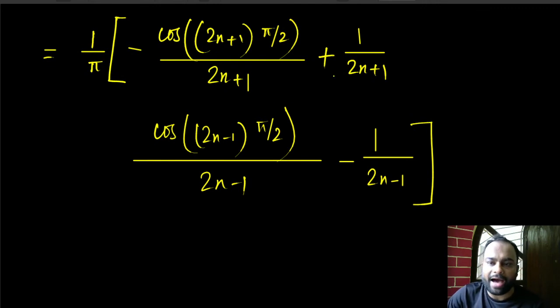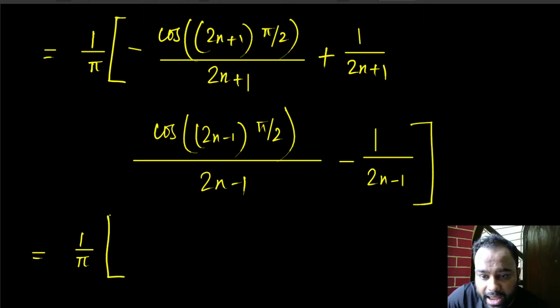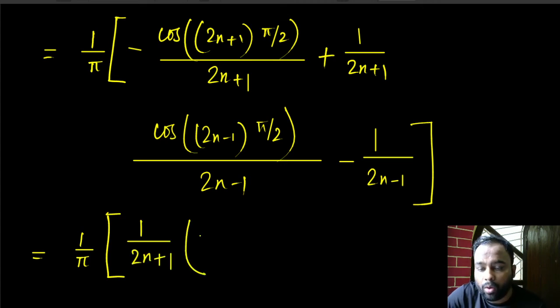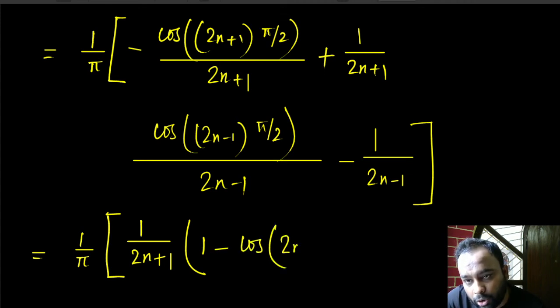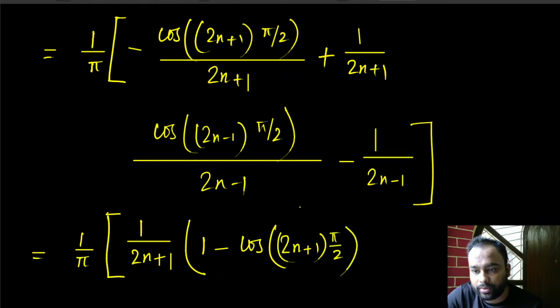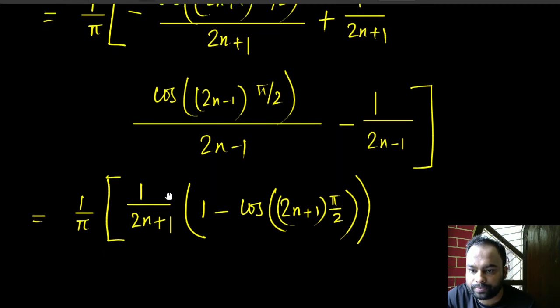So with that said, we have an enormous expression like that, right? But as engineers, we should always be able to simplify things as far as practicable. So look at this one very carefully. If I bring 1 over 2n plus 1 common, what do I get? I get 1 minus cos of (2n plus 1) pi by 2, right? That's for the first one.